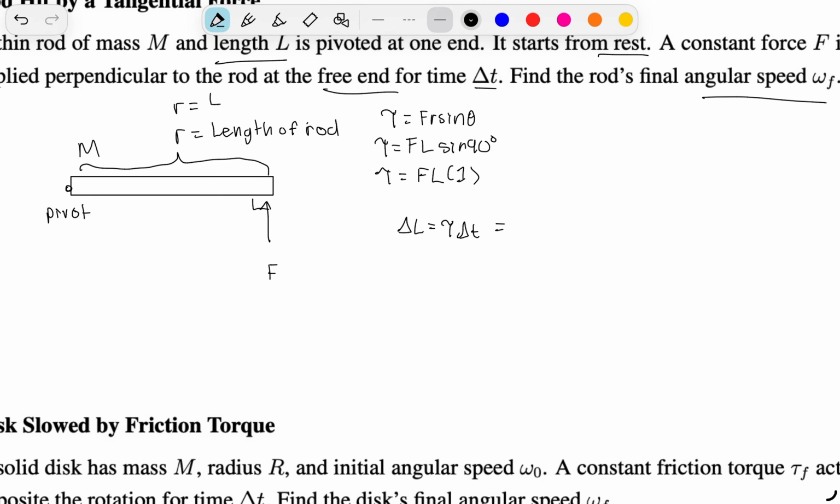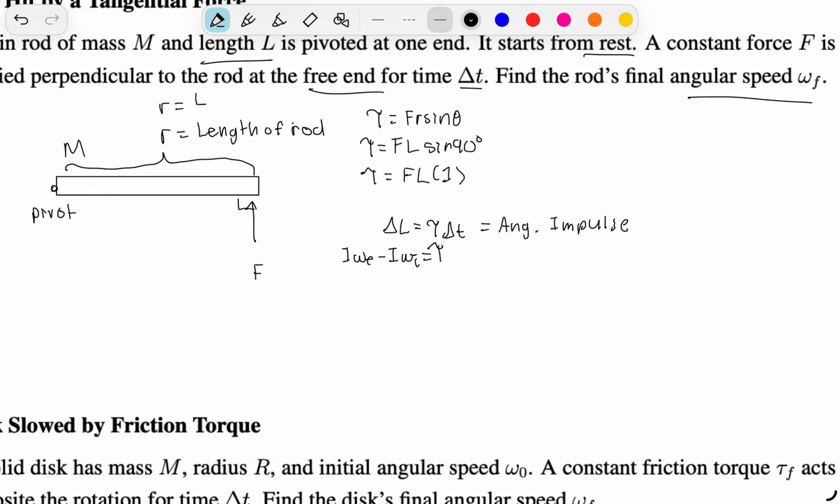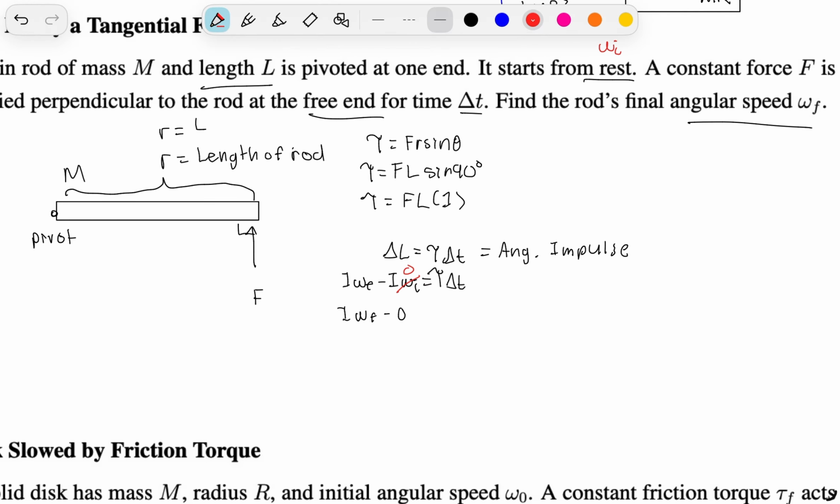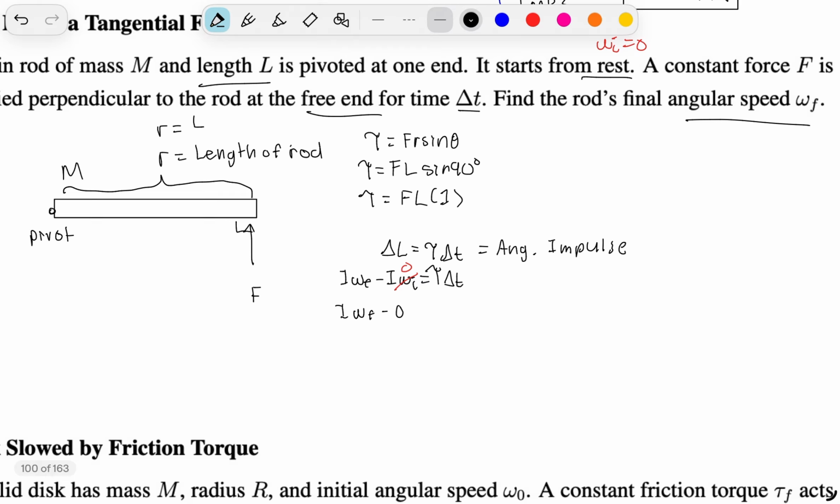So now what we can do is write our delta L is equal to torque delta t. This is your angular impulse, by the way. So we have our change is going to be I omega F minus I omega initial, and we have torque delta t. We have I omega F minus 0, because omega initial was equal to 0 because we started from rest. Now we have torque delta t.